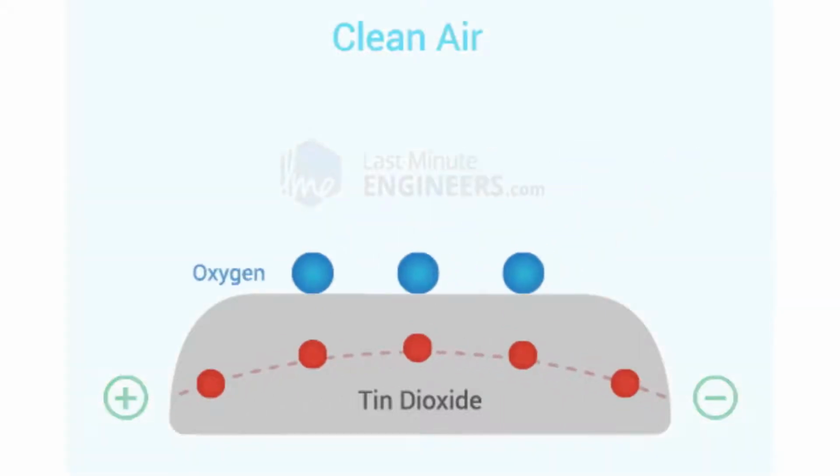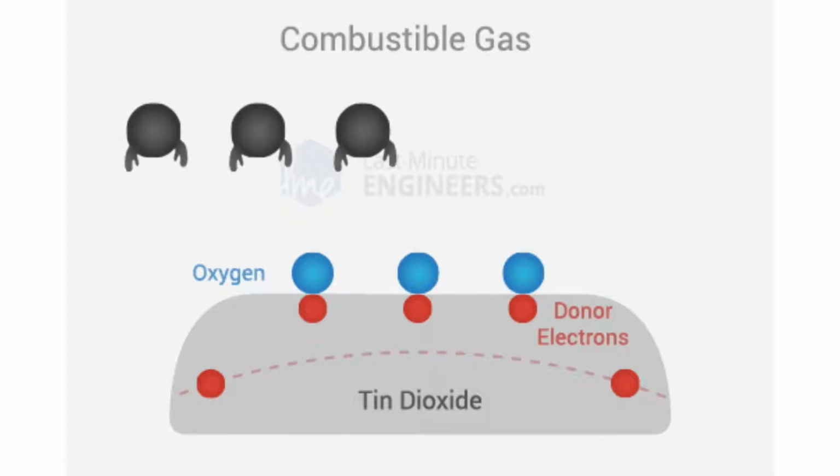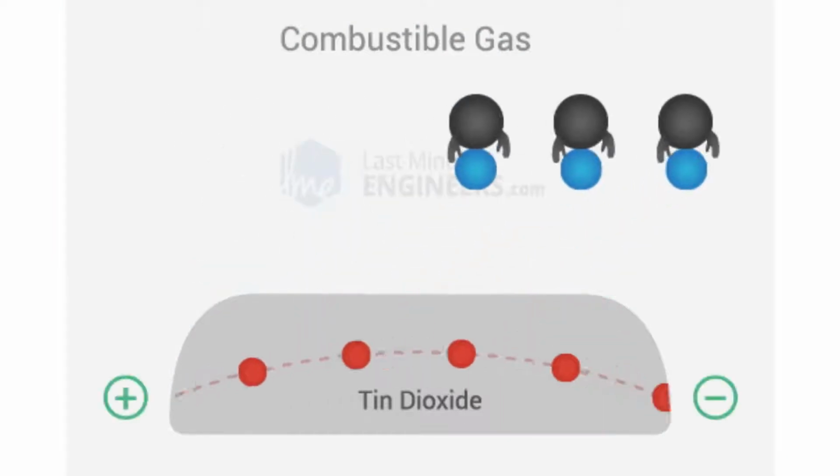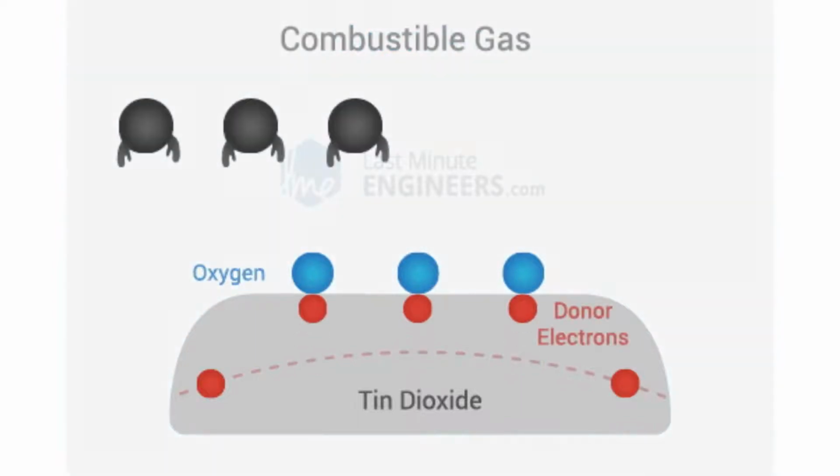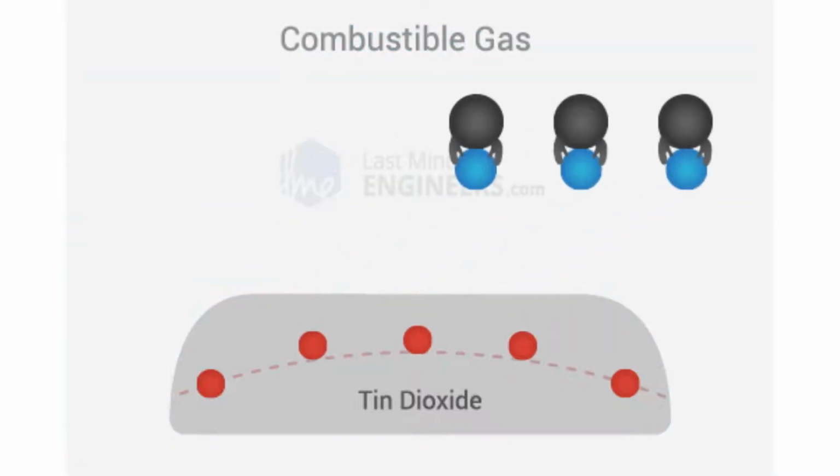In the presence of reducing gases, the surface density of absorbed oxygen decreases as it reacts with the reducing gases. Electrons are then released into the tin dioxide, allowing current to flow freely through the sensor.